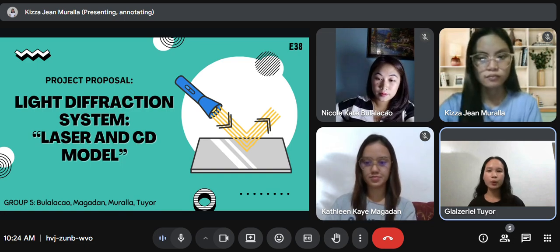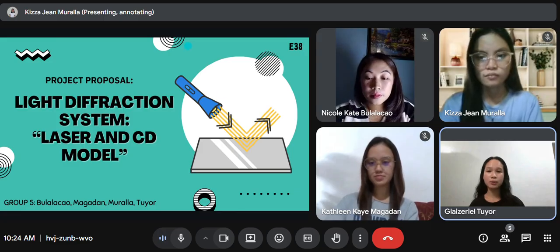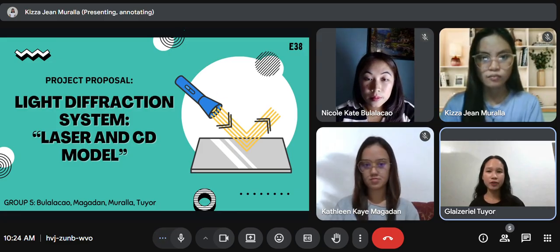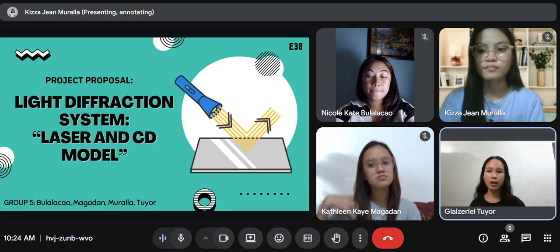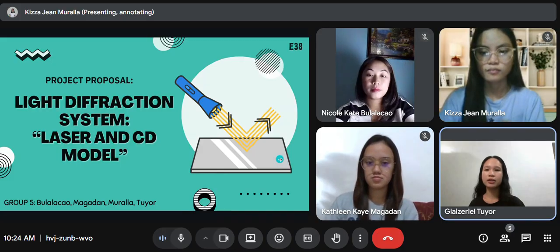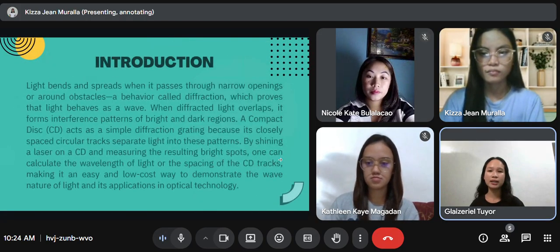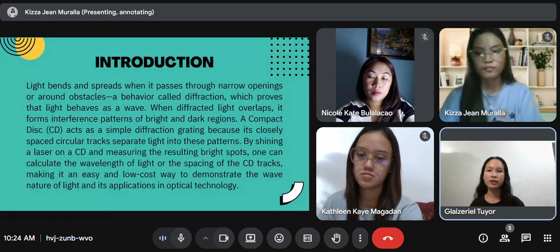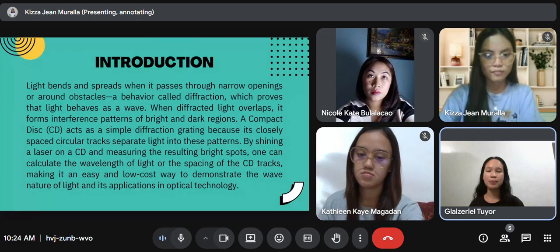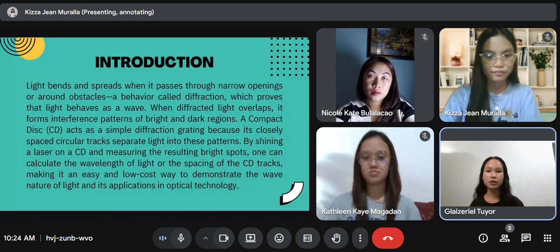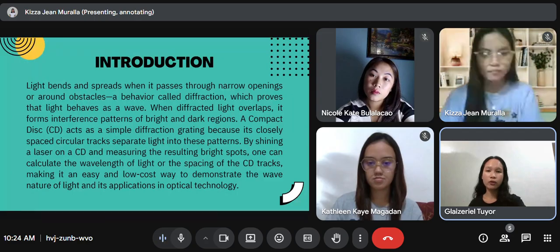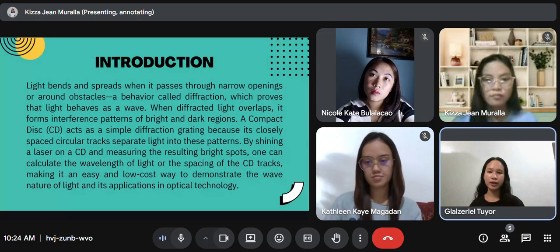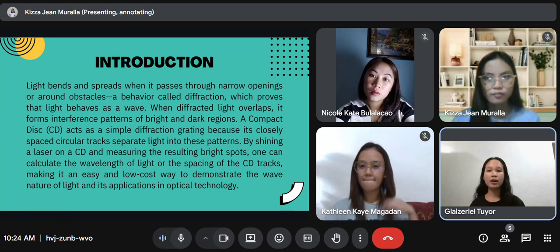Good morning. We are Group 5, and our project proposal is titled Light Diffraction System, Laser and CD Model. In our project, we aim to demonstrate the diffraction of light using a compact disc, or CD, as a diffraction grating. Diffraction happens when light bends and spreads as it passes through or around a narrow surface, proving that light behaves as a wave. When light waves overlap, they create interference patterns, or bright and dark regions.